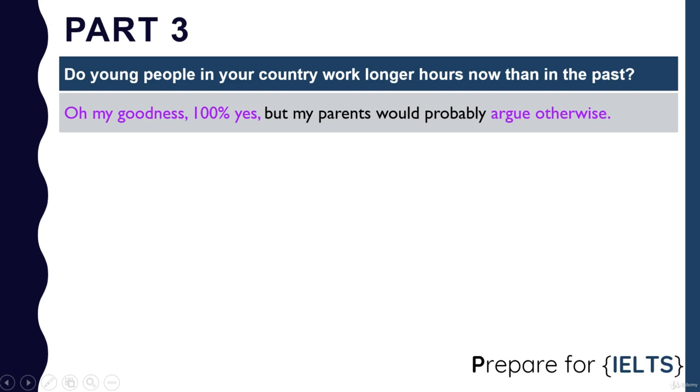But my parents would probably argue otherwise. So if you strongly agree with something that they're asking you, oh my goodness, this is an exclamation that we say. Some people say, oh my God, but if you're religious, people don't like that. Oh my goodness is a much politer way of saying it. And 100% yes, I'm saying absolutely, I agree with this. But my parents would probably argue otherwise. To argue otherwise means to argue the opposite.